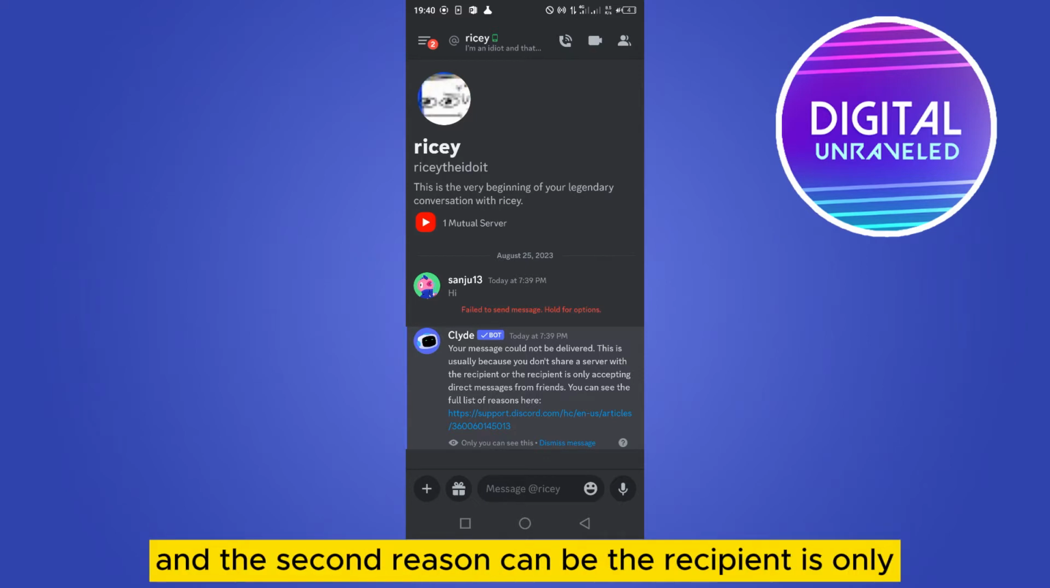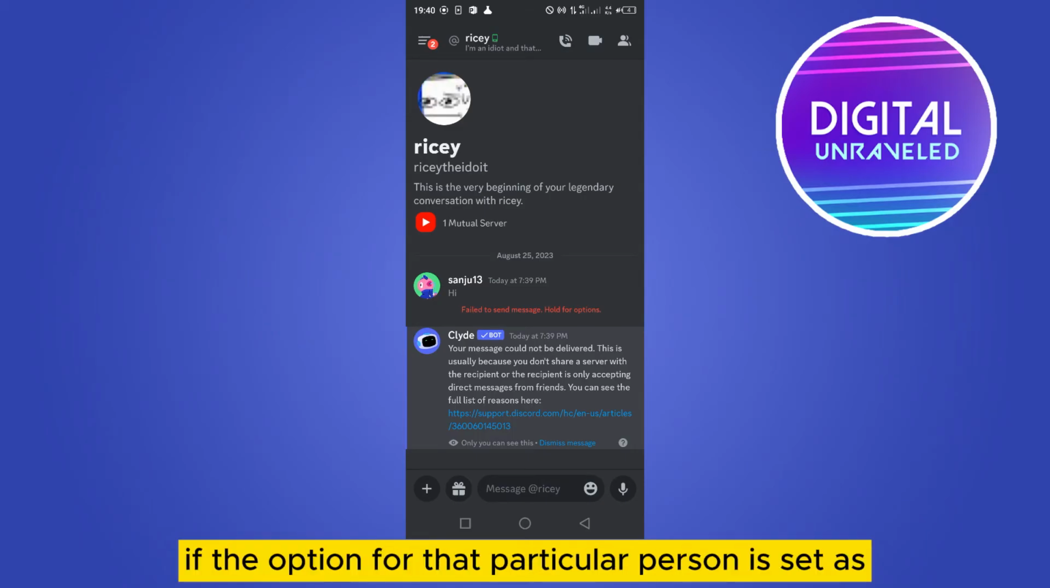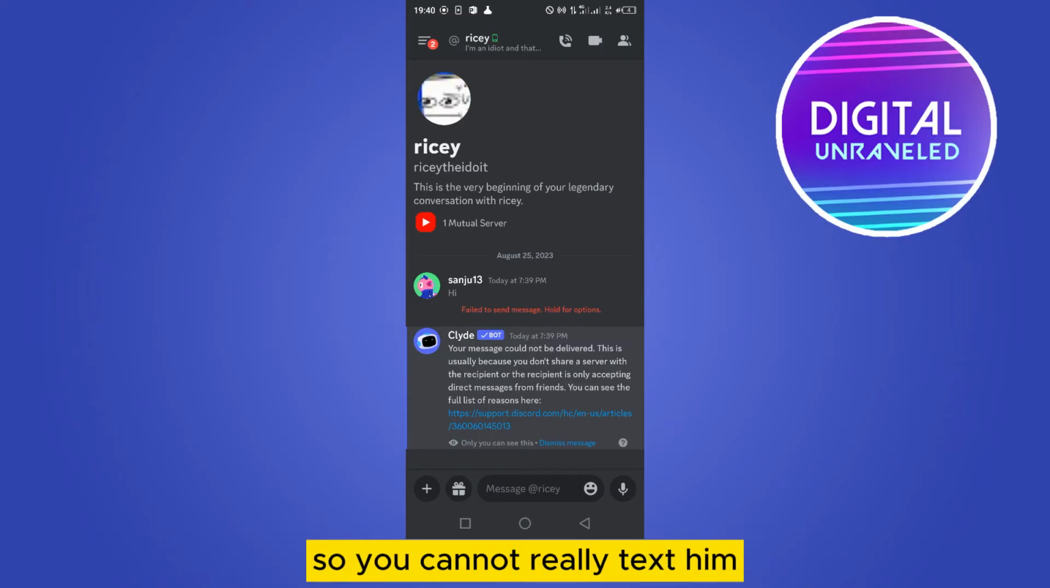And the second reason can be the recipient is only accepting direct messages from friends. So you can see that if the option for that particular person is set so that only his or her friends can DM or text him, you cannot really text him if you are not his or her friend. So this can be one of the reasons.